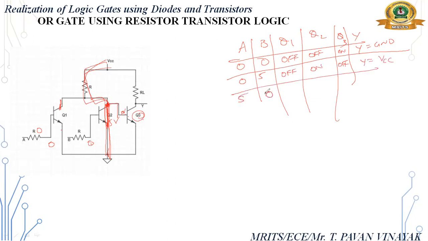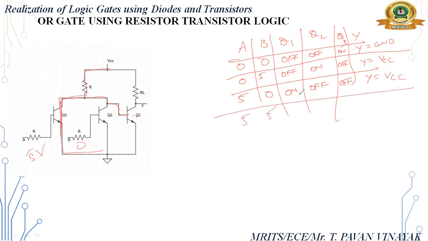Now I am giving 5 volts here, 0 volts here. 5 means it is short, 0 means open. So VCC comes to ground. That 0 volts is given to Q3. So on, off, off. Whenever Q3 is off, output is VCC. Next, both are 5 volts. Both are on, so VCC comes to ground here. So for Q3, input is 0 volts, so it is off. Y is equal to VCC.